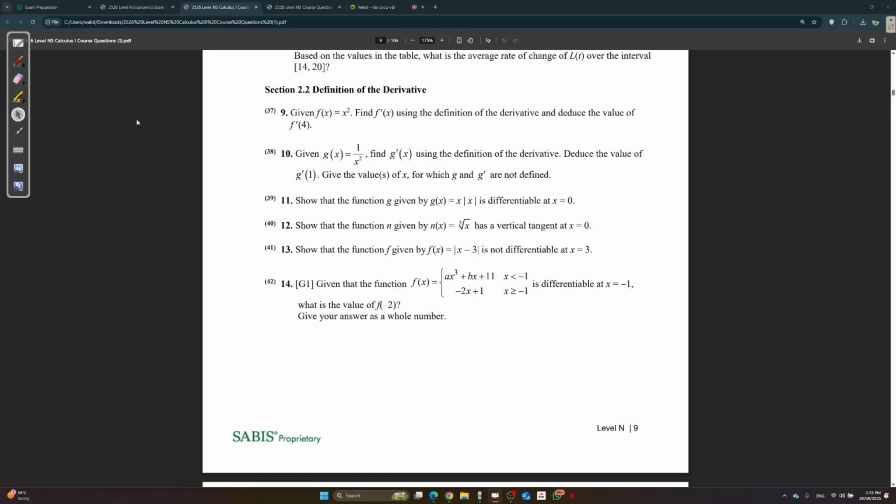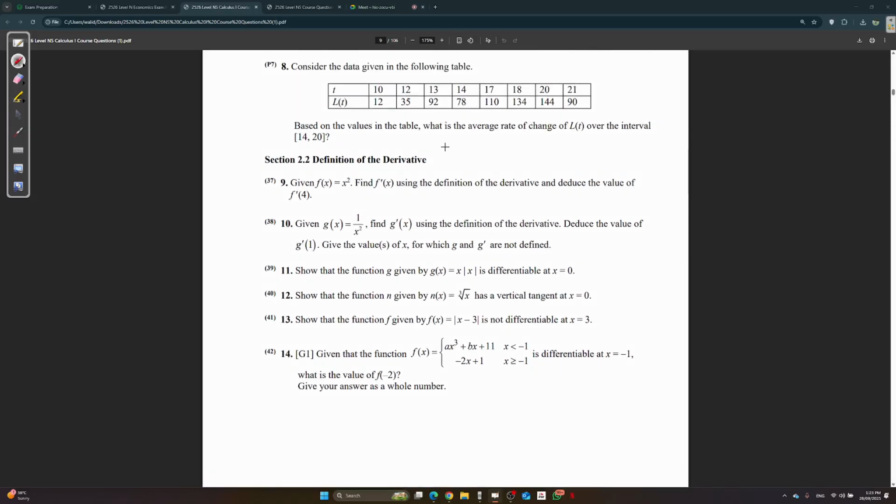Definition of the derivative means you have to use the rule. The rule is as follows. If you don't know this, don't come to the exam tomorrow. Just go do the makeup on Saturday. What's the rule? Limit as h approaches 0 of f of x plus h minus f of x, over h. You need to know it. It's called the definition of the derivative. So when they tell you definition of derivative, you have to use this rule. How do we do it?